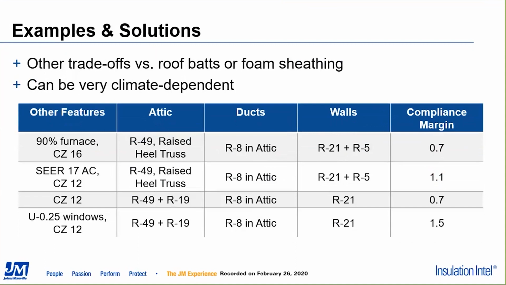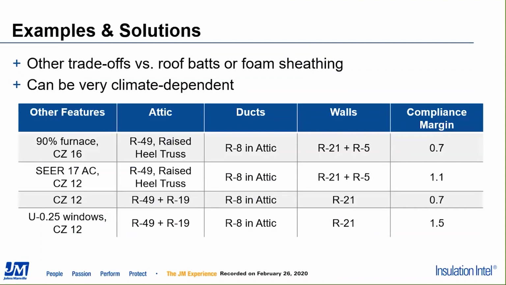Finally, as we touched on in that last example, the software lets us do a lot of trade-offs. We can do things like this first row, improving furnace efficiency in climate zone 16, which is again a colder climate, where we could maybe do more attic insulation with a raised heel truss, which lets that loose fill maintain its thickness out to the edges, and then still needing foam sheathing though. And we get a small positive compliance margin.